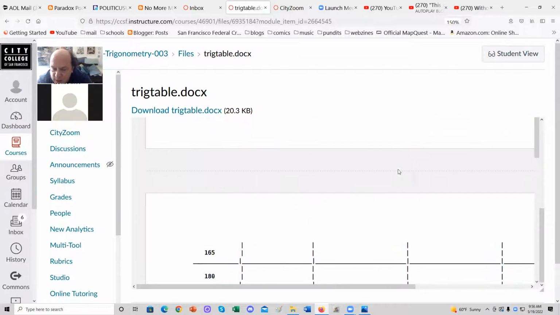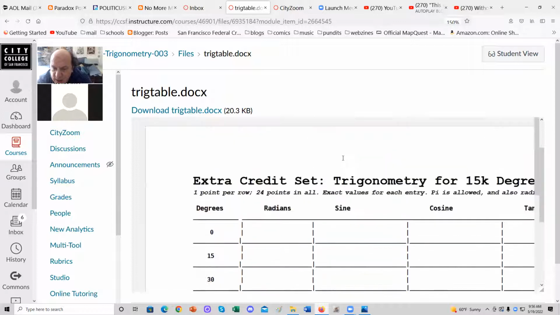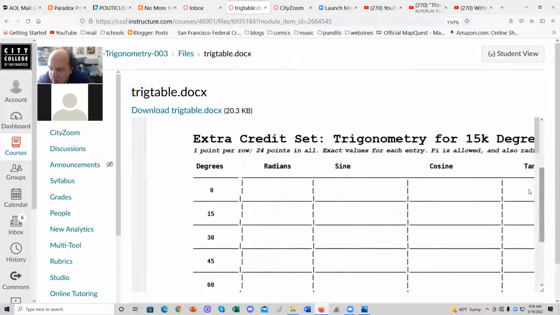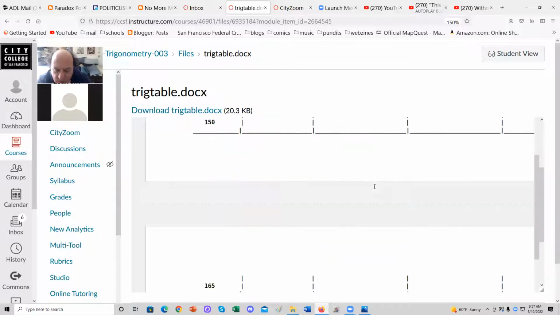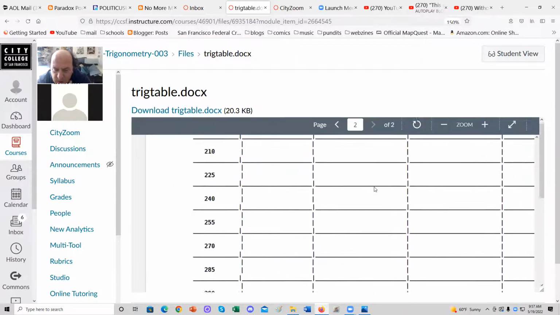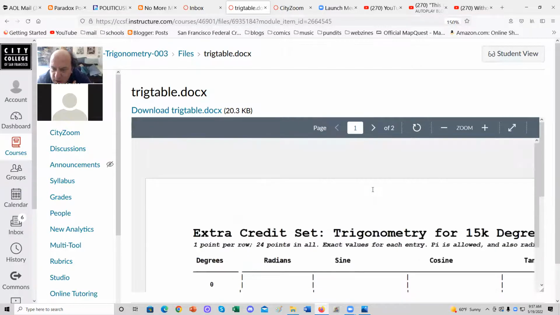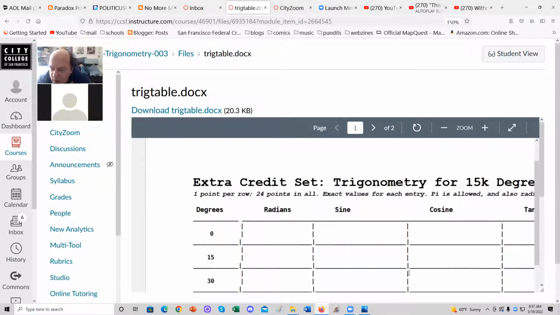The difficulty being that I require exact values and also reduced radical form. So there'll be no square roots in the denominator. Okay, there's enough for that.